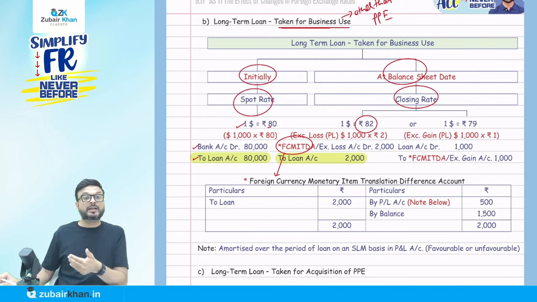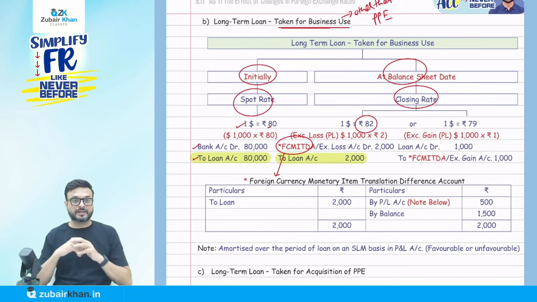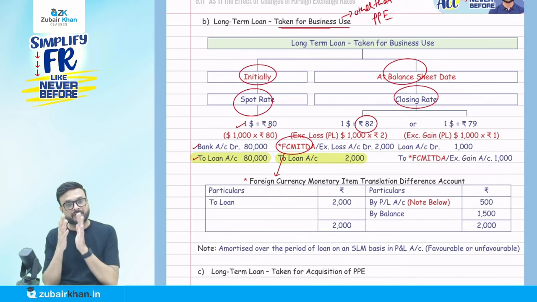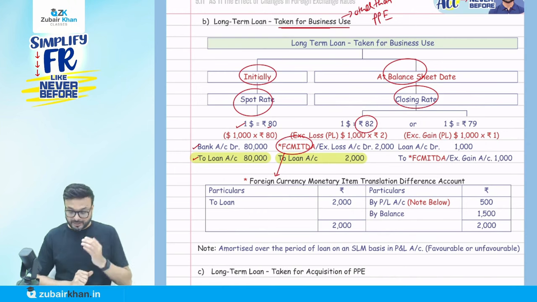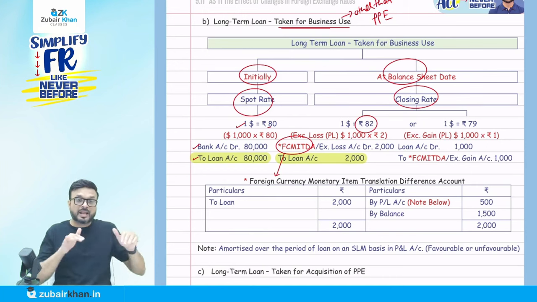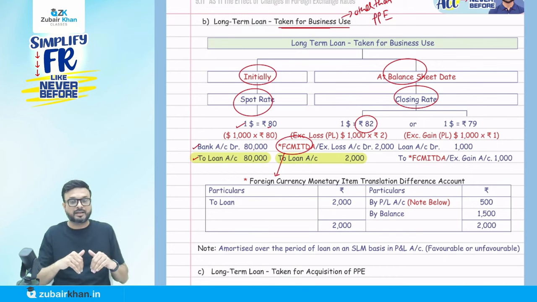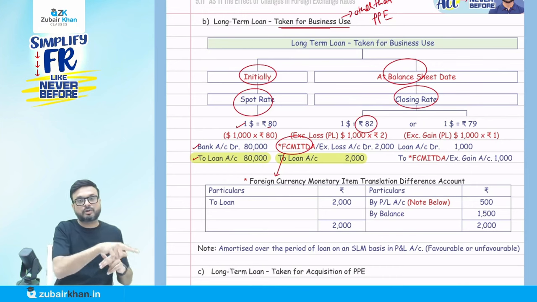So they say you can take it to the FCMITD account. Note that this FCMITD may have a debit balance or it may have a credit balance. What is the treatment? I will come to that. But the question should come to your mind: why are they allowing us to take it to the P&L account, but also giving us the option to take it to the FCMITD account instead?